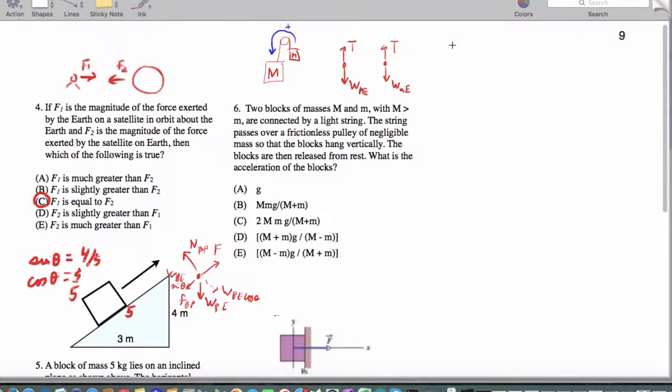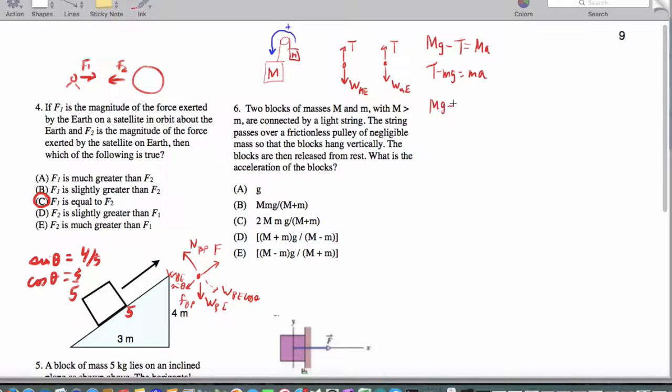So I'm going to skip a little quickly here and write this as Mg minus T equals big M times a, and then T minus little mg equals little m times a. So I'm skipping some free body diagram to equation steps. Now we want to know the acceleration of the block, so why don't I go ahead and isolate that on both sides.